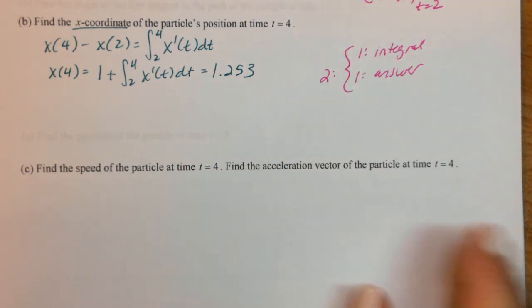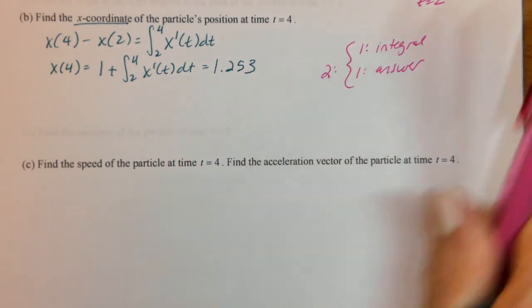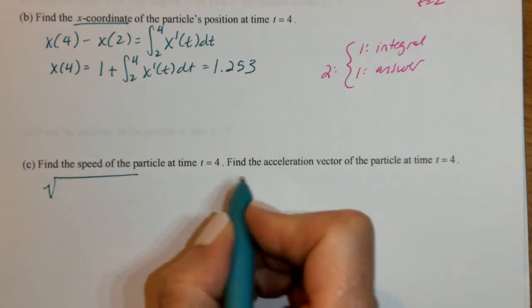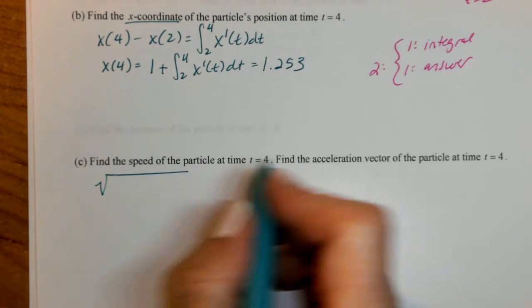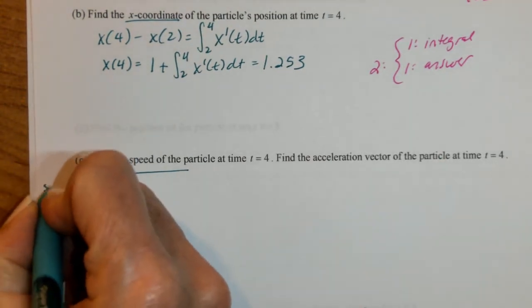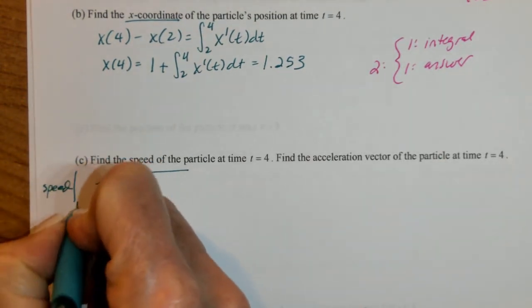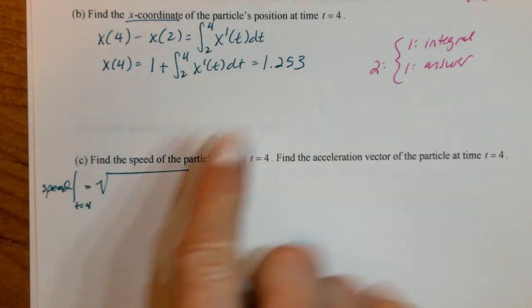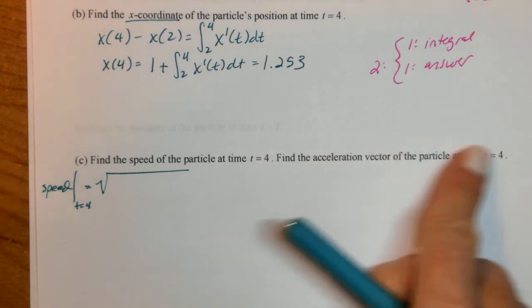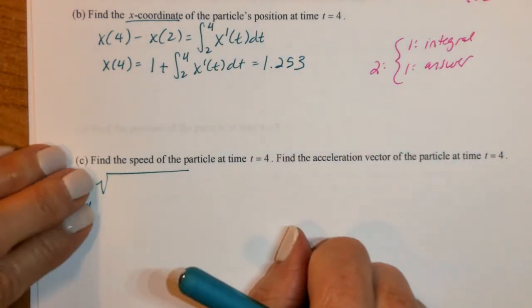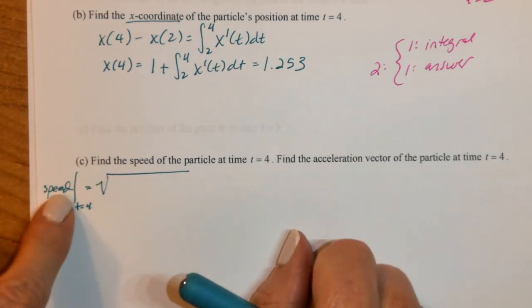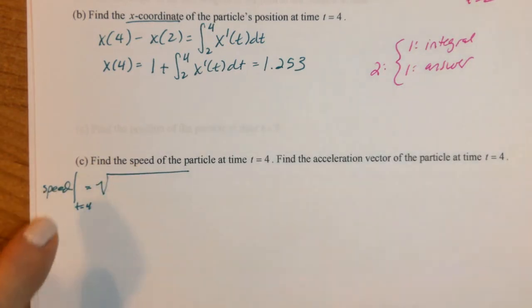Part C, find the speed of the particle at time 4. So that's our square root. Since we're finding two different things, I need to say what I'm doing. This is the speed at time 4. Again, if they weren't asking me for the acceleration, I could just throw down that square root, and that's fine. But since they're asking me for two things, say what each of these is. Otherwise, how would they know that that's what you're finding?